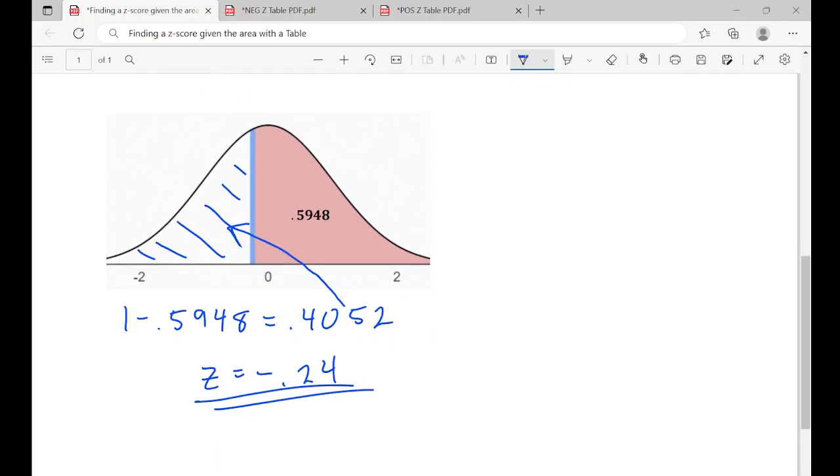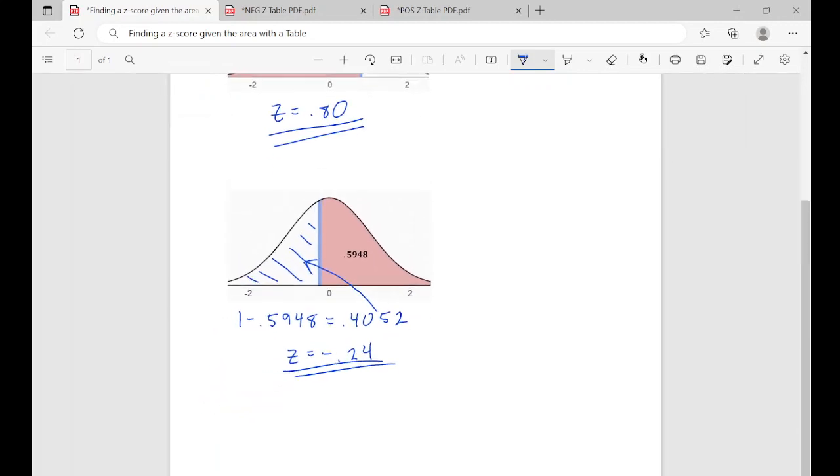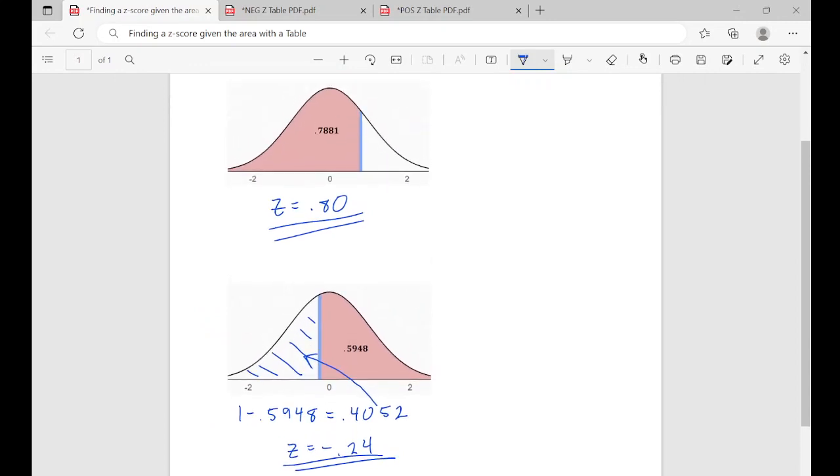And that's all you have to do to find the z-score given an area. Just remember, if it's to the right, you have to do 1 minus like we just did to find the area to the left and then find the z-score. And if it's already to the left, just jump right into the table and look into the body and find the z-score that corresponds to that value.